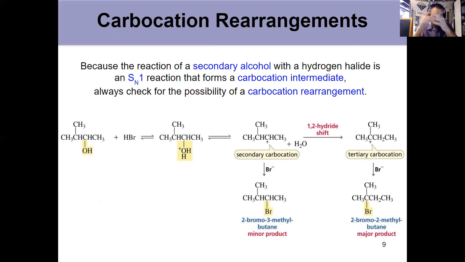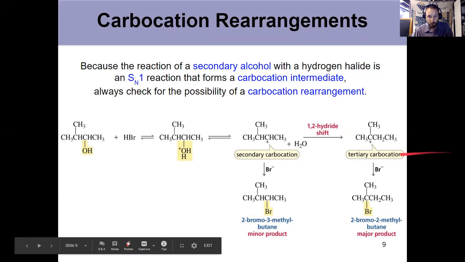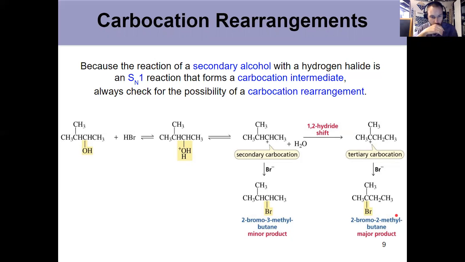Because, specifically with secondary alcohols, we don't have to worry about it with tertiary, okay? Because the tertiary carbocation can't get any more stable. But if you have a secondary alcohol, maybe put a star in your notes there. Reacting with a hydrogen halide, it's going with SN1, it forms a carbocation intermediate. If that carbocation rearranges or can rearrange to form tertiary, it will. And that is where you will get your major product. So be on the lookout for that.